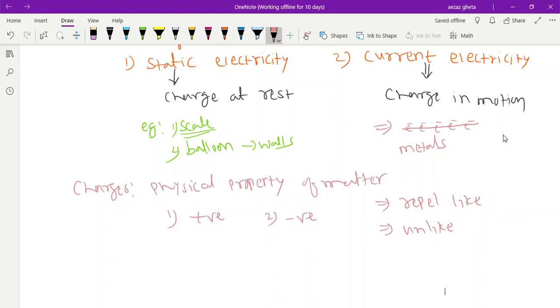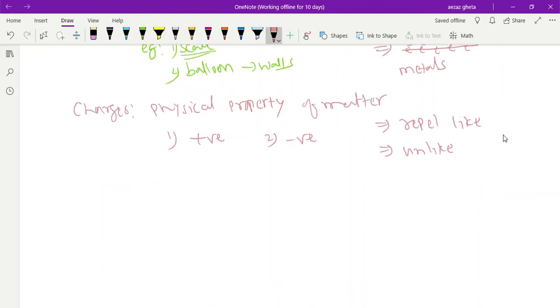Metals have free electrons. What is the charge on one electron? It is a standard 1.6 into 10 to the power of minus 19, and the unit of charge is coulomb. So one electron has a charge of 1.6 into 10 power minus 19 coulomb. The unit of charge is coulomb, remember.